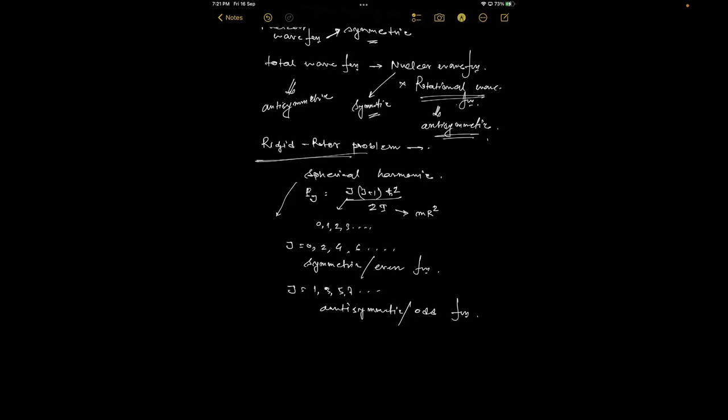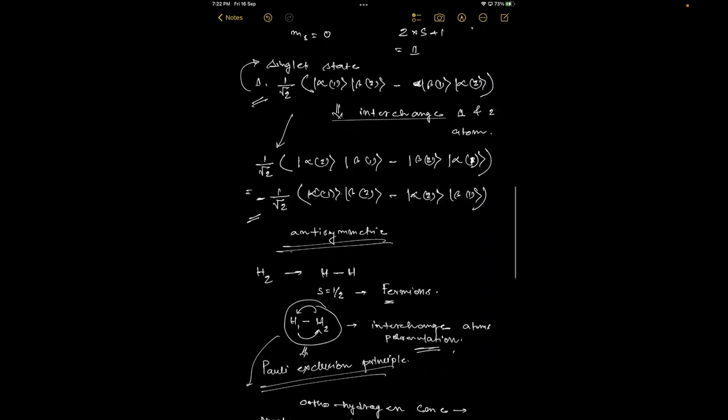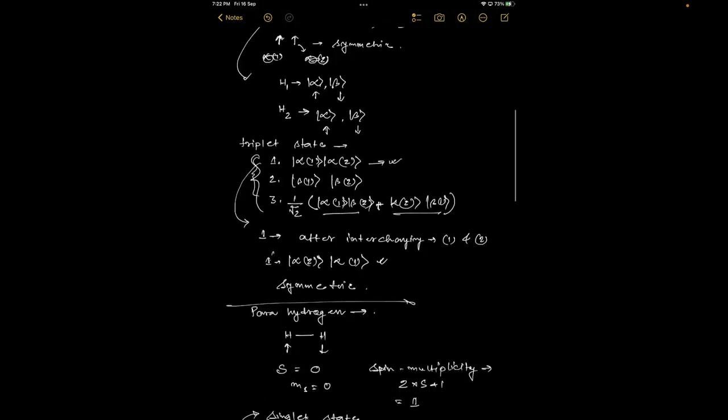So for the orthohydrogen case, the nuclear wave function is symmetric. Now we have to find out the rotational wave function. The rotational wave function has to be antisymmetric in this case to fulfill the antisymmetric total wave function condition. So antisymmetric means the rotational quantum number will be odd in this case, that means J equal to 1, 3, 5, 7, like this. So to answer the question given, the nuclear wave function for the orthohydrogen case is symmetric and the rotational quantum number will be odd. So option B will be the correct answer in this case.